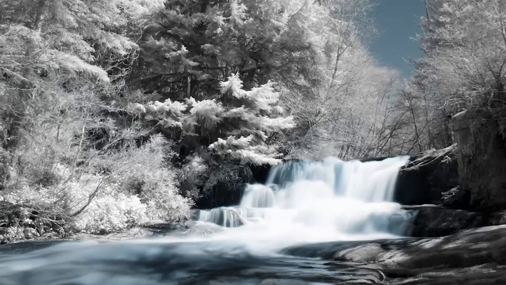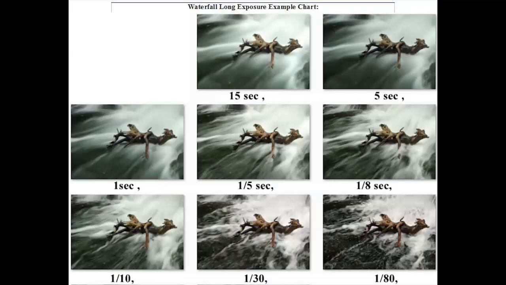It's about 30 seconds long, but there is something that you can do if you want to still render the water blurry, but render the trees clear. You can use a shutter speed of 1 second to 5 seconds, and that will produce pretty much the exact same result if you were to take a 15 second or long exposure.